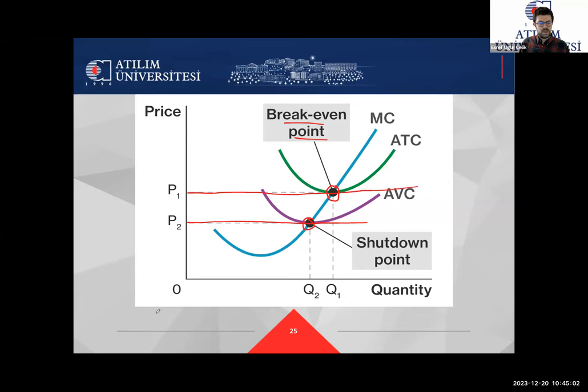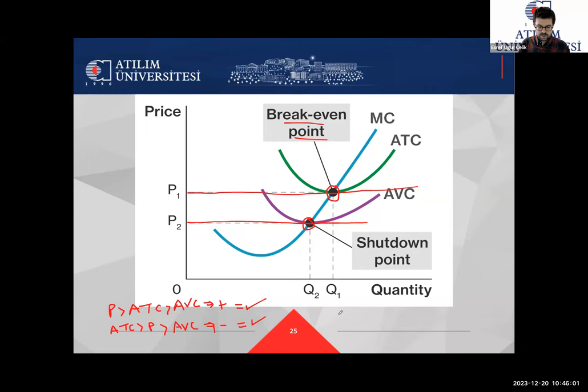So when price is greater than average total cost, which is greater than average variable cost, we get positive profit and we keep on production. When average total cost is greater than price, which is greater than average variable cost, we get negative profit, but we still continue production because we cover some of the fixed cost and variable cost.